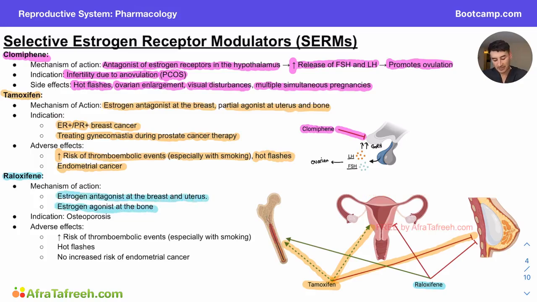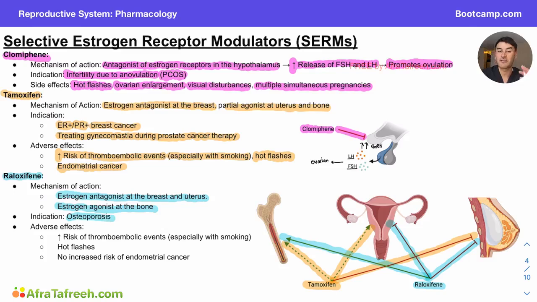So if we trace our lines, we'll see we have agonism out here at the bone with this green line, and then we have antagonism at the level of the uterus and antagonism at the level of the breast, represented by these red lines. And essentially, we're going to be using raloxifene for one indication on Step 1, and that's going to be for osteoporosis.